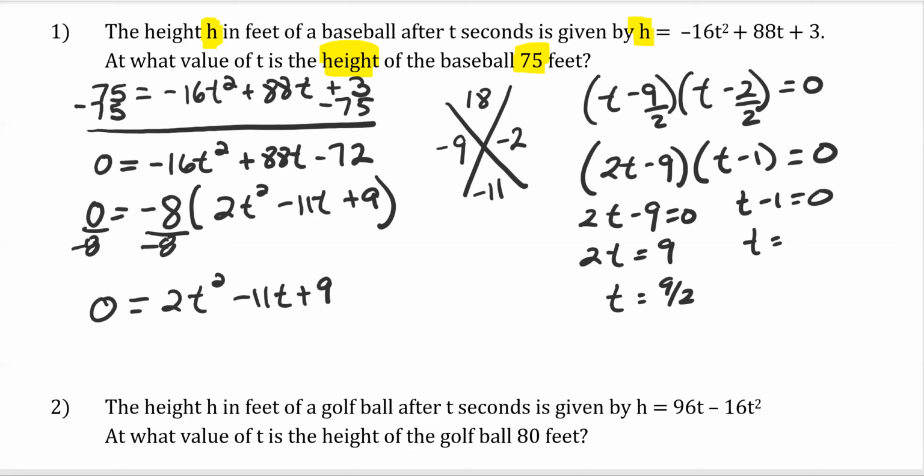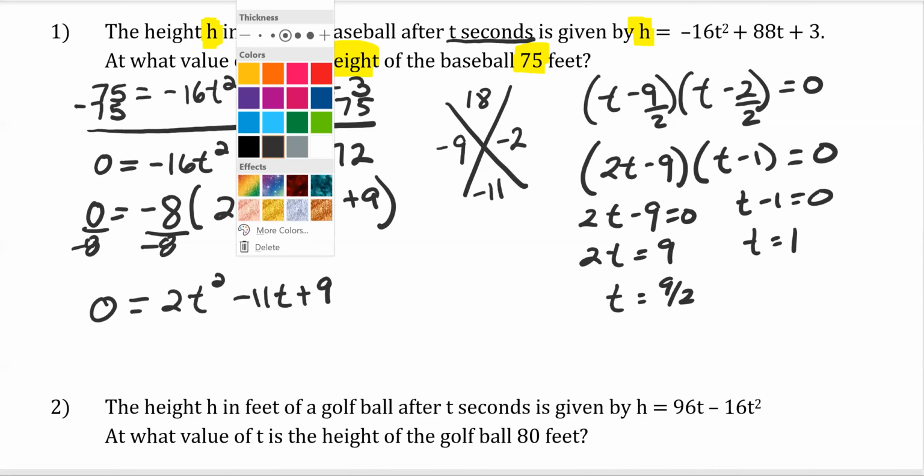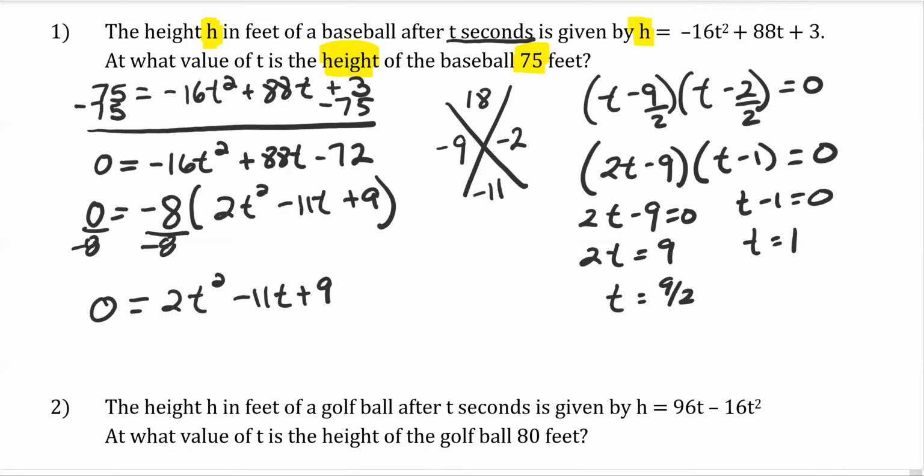Since it is asking us for time and t is given in seconds, then we should write 9 over 2 in terms of seconds. So it will be 4.5 seconds and 1 second.